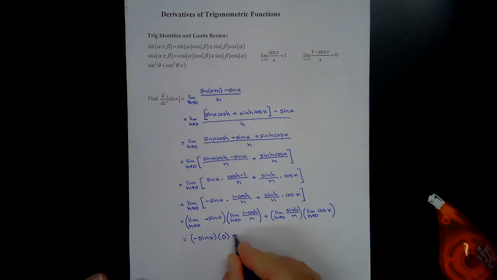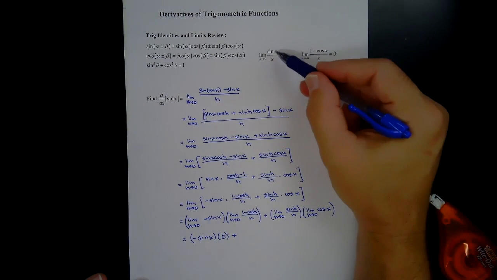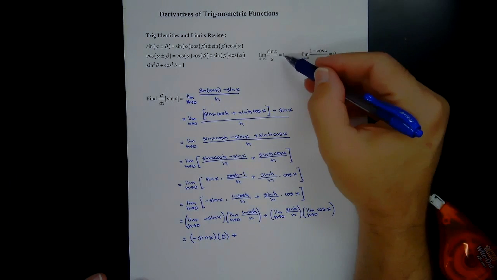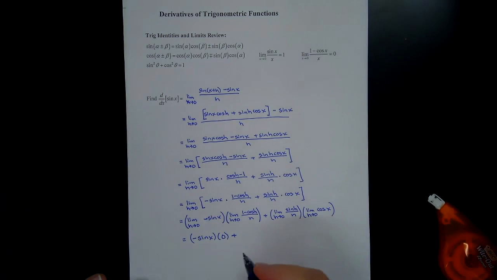And then plus the limit as h approaches 0 of sine h over h. So once again, it's like this one, but instead of x's, it's h's, but it's still the same limit. So it's going to come out to be 1. And then the limit as h approaches 0 of cosine x, well, there's no h, right? So there's no h to get closer to 0. So this is just going to be cosine of x. Okay, so this winds up being 0, and then this winds up being cosine x. So our derivative of sine x is cosine x.